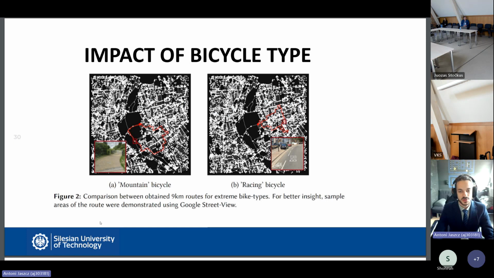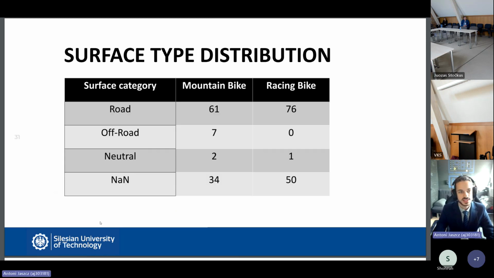And with the following examples, the impact of bicycle profile is shown. When comparing the mountain bicycle to the racing bicycle, we can see that with the mountain bicycle, the designed route was led through more secluded areas, more green areas, while the racing bicycle was led through more urbanized areas with high-speed traffic. And the surface distribution can also be presented in the table.